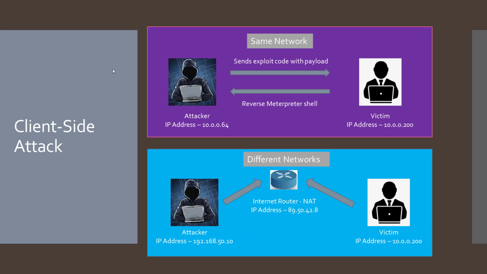So far we have been talking about remote attacks where you have your victim machine on the same network. So you can send exploit code with a payload and start your listener to wait for the reverse Meterpreter shell to come back. But in the real world, it's getting harder and harder to find good remote exploits, as you can see on the slide.